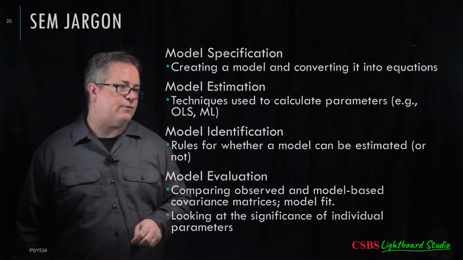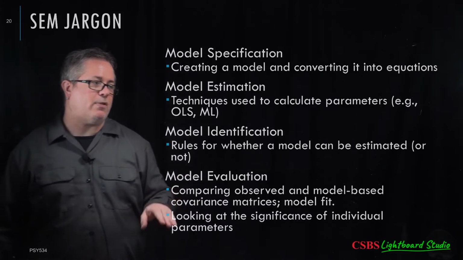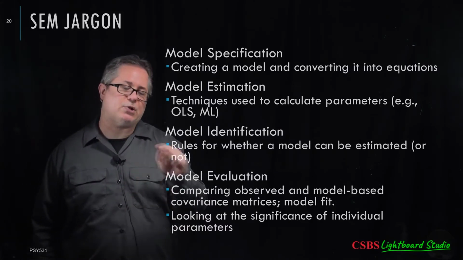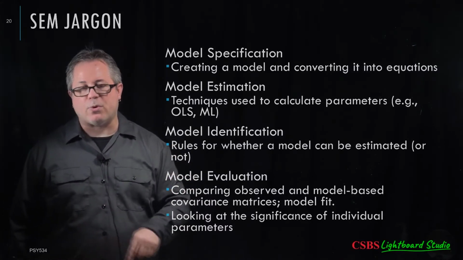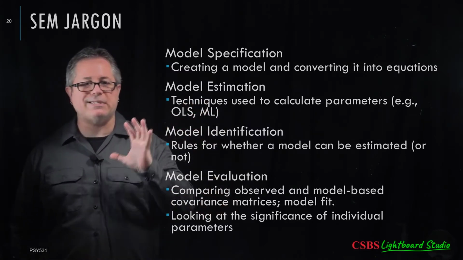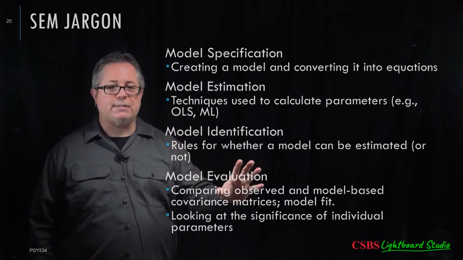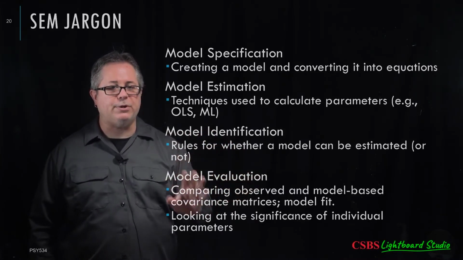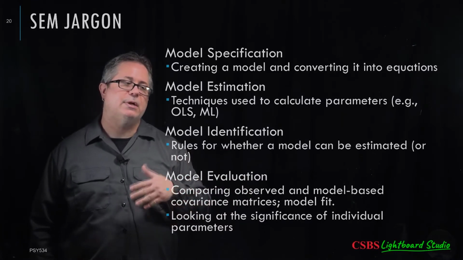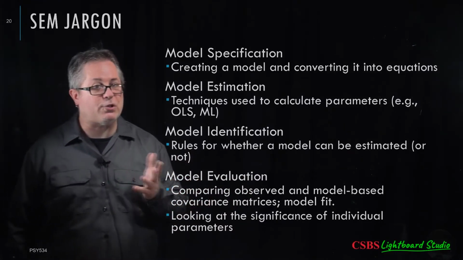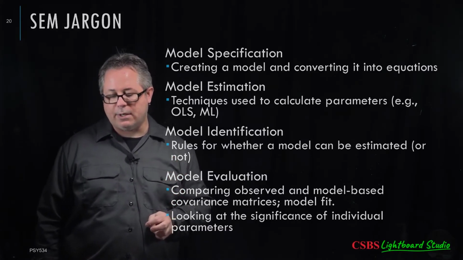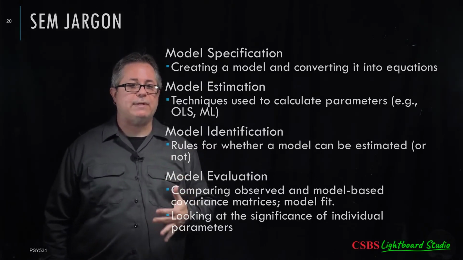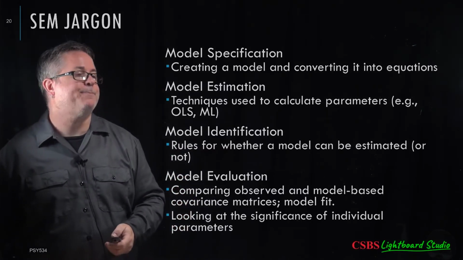We're looking at the significance of individual parameters, so we're going to look at model evaluation in 2 different ways. We're going to look narrowly at each of the parameters we estimated, like the slopes and loadings, to see if they're significant. But we're also going to look holistically at the whole model to see whether this model represents our covariance matrix well. And we're going to use things like chi-squares and log likelihoods, which will sound familiar from logistic regression, to test whether or not that model fits, and how well it fits.